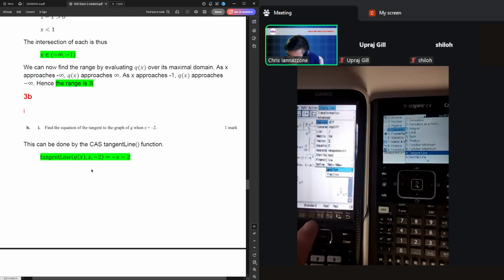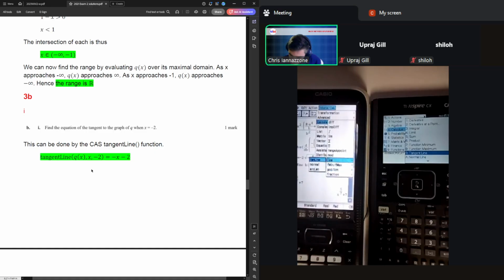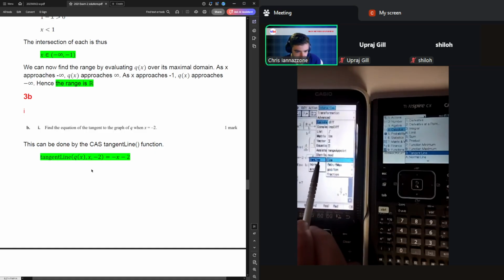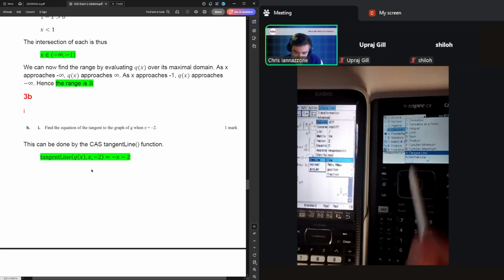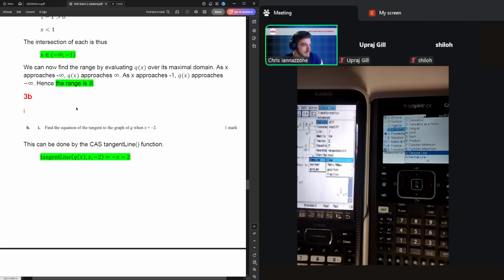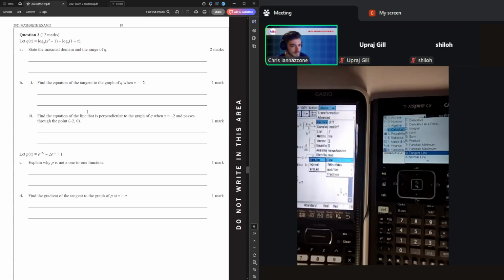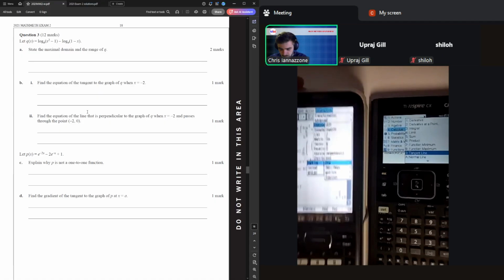But yeah, so for Casio, it's this one, the tan line. For TI Inspire, it's down here, tangent line. Both of those have that. By the way, all the syntax in these exam solutions is TI Inspire. Where there's a major difference, I'll mention it, but I'm pretty sure the syntaxes are very similar between the CASs. Okay, that's that one.